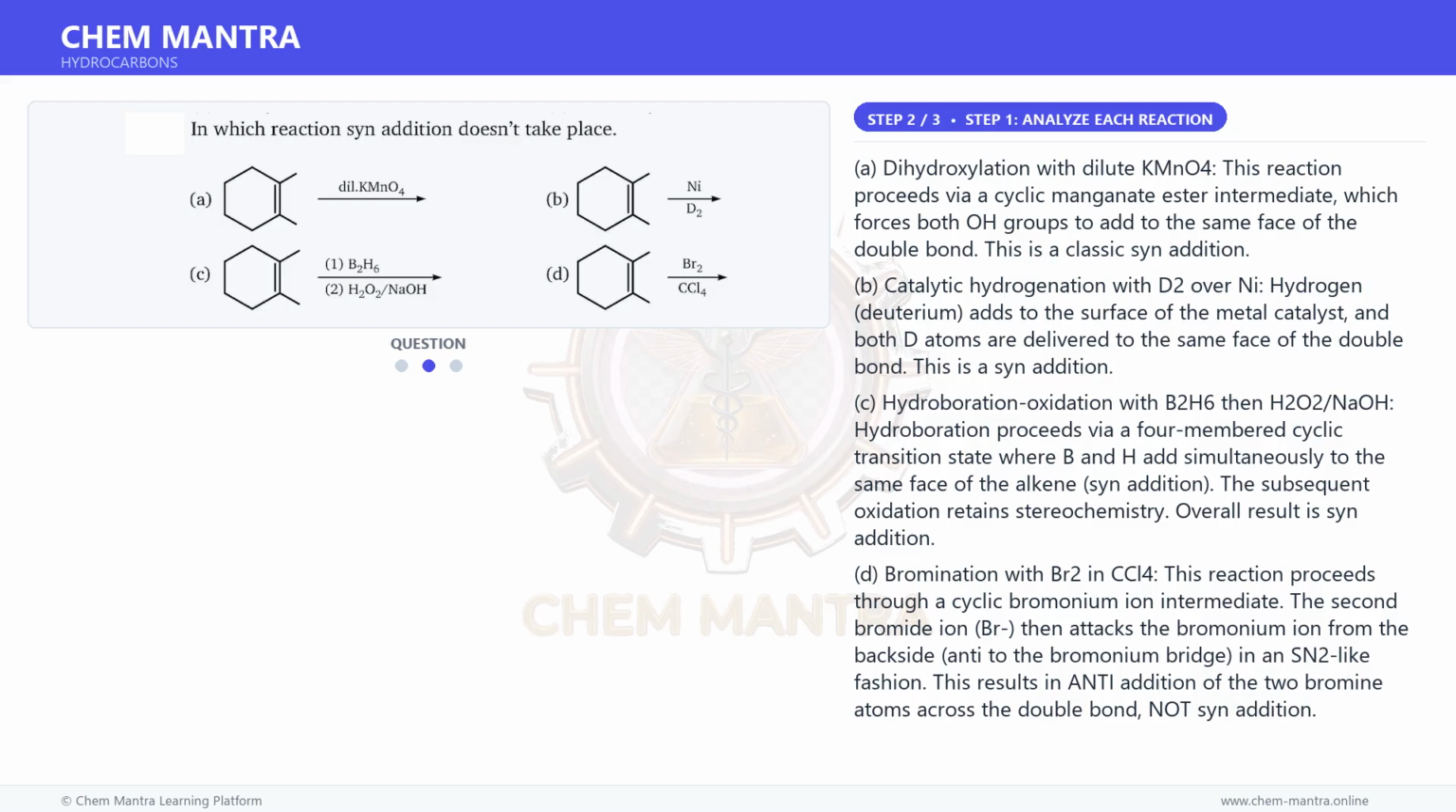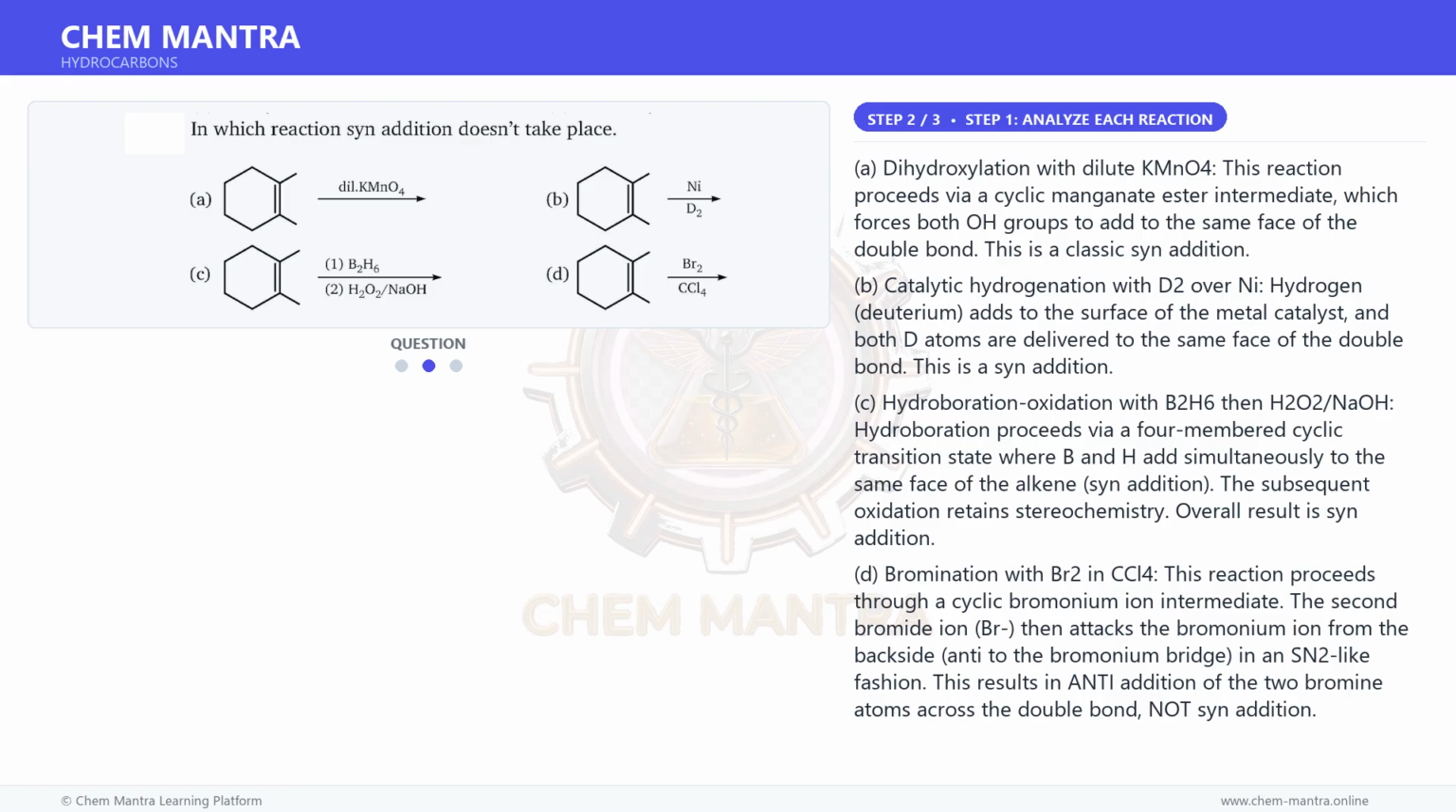A. Dihydroxylation of ethene with dilute KMnO4. This reaction proceeds via a cyclic manganate ester intermediate, which forces both OH groups to add to the same face of the double bond. This is a classic syn addition.